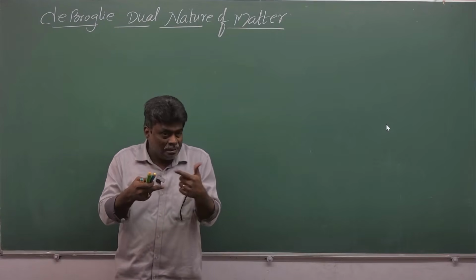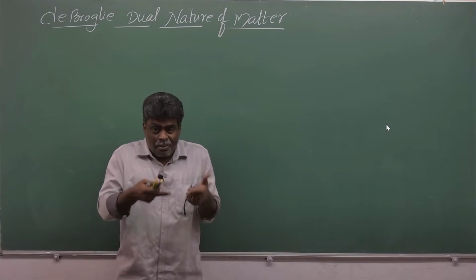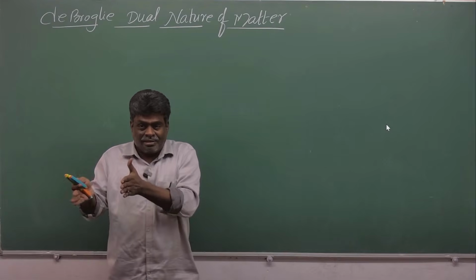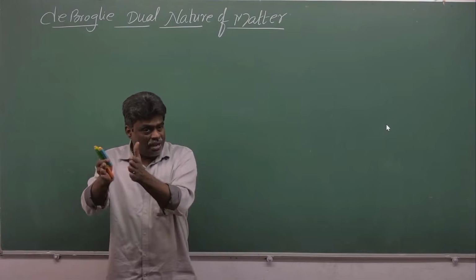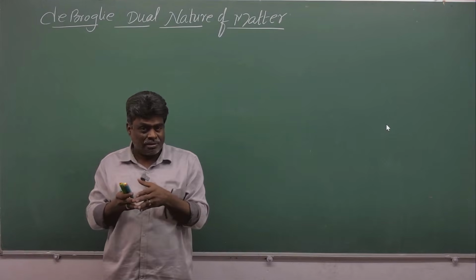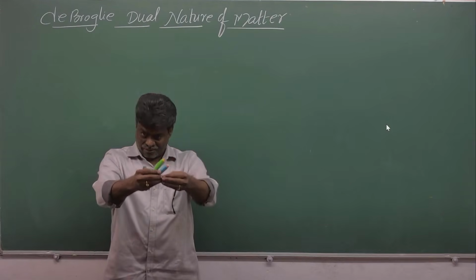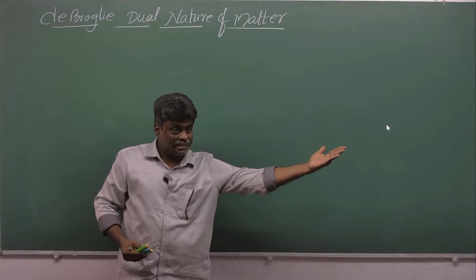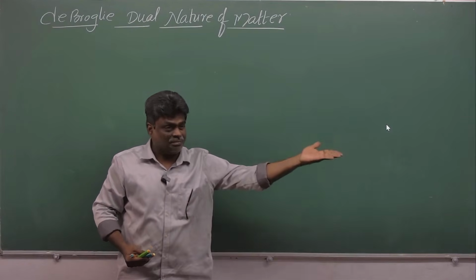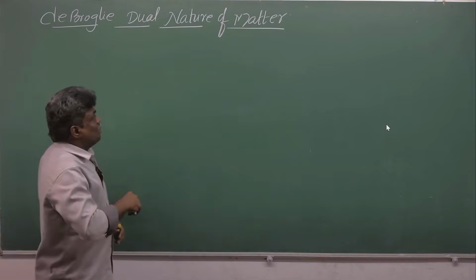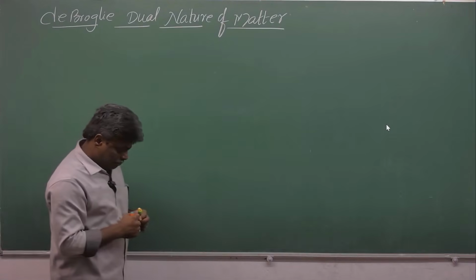Pair production, pair annihilation. Pair production means a photon is converted to an electron and a positron. Pair annihilation: a particle and antiparticle combine and you will get radiation. That is called pair annihilation. Something like that. Okay, so what did de Broglie think?